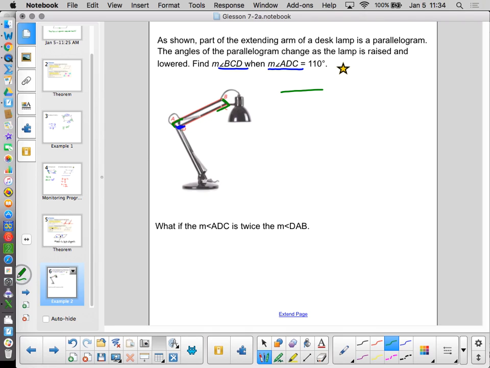Well, they're consecutive angles and one is twice the other. So if ADC is twice the measure of angle DAB, let's call the measure of angle DAB X. ADC is twice that, so that's 2X. And we simply get 2X plus X equals 180. They're consecutive, so they must be supplementary. So 3X equals 180, so X is 60. So my angles are 60 and 120.